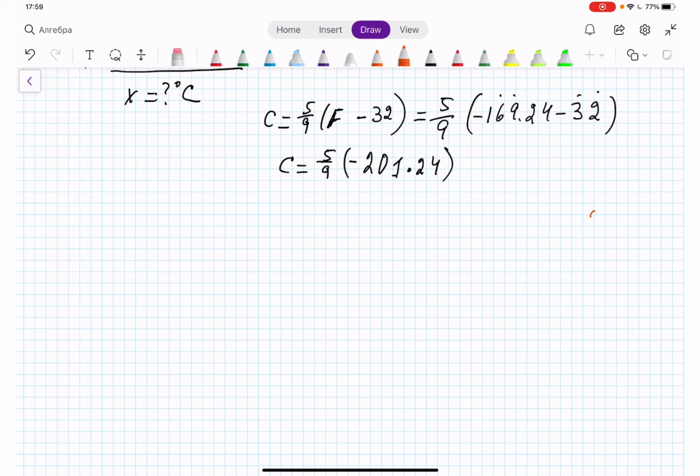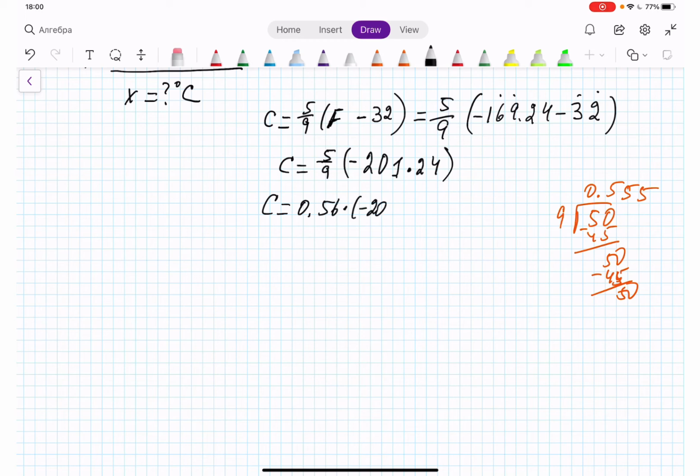So let's convert 5/9 into decimal notation. Let's do drafting. 5 divided by 9, it's going to be 0, decimal point, and then put here 0. 5 times 9 is 45, minus, it's going to be 50. Again, 5 times 9 is 45. Again 50, again 5, so 0.56 approximately, yes? 0.56 times negative 201.24. Okay, let's do it.